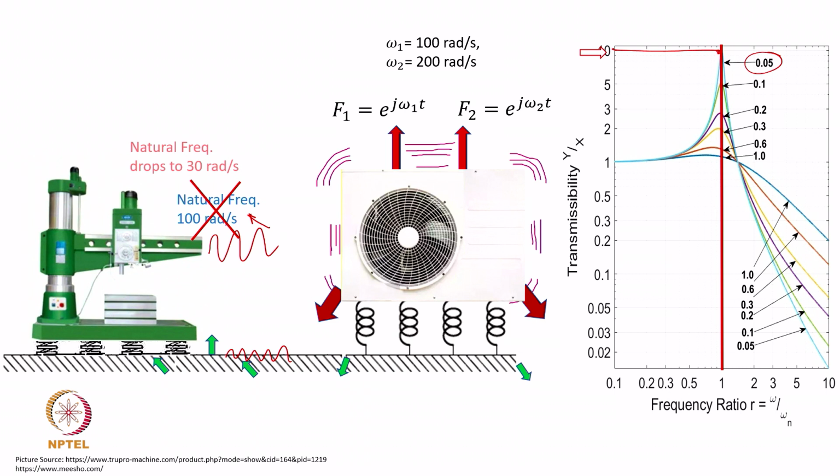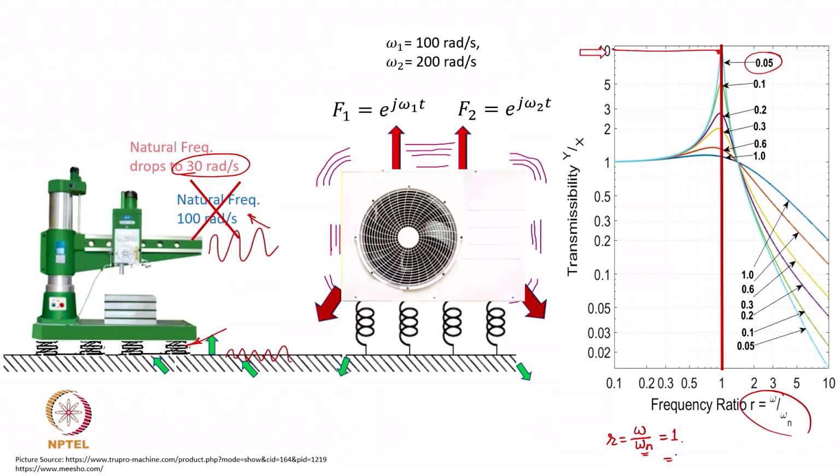But now with the introduction of these isolation pads, what have we done? The natural frequency has been reduced by 3.3, from 100 radians per second to 30 radians per second. So, what will be the frequency ratio? The original frequency ratio, omega over omega n, was close to 1. Now, I have reduced this omega n by 3.3.